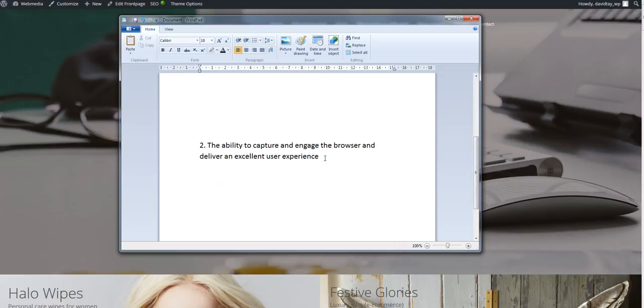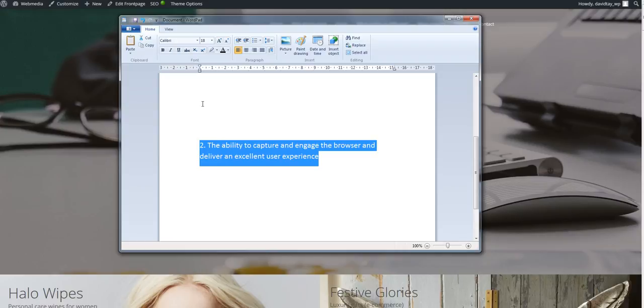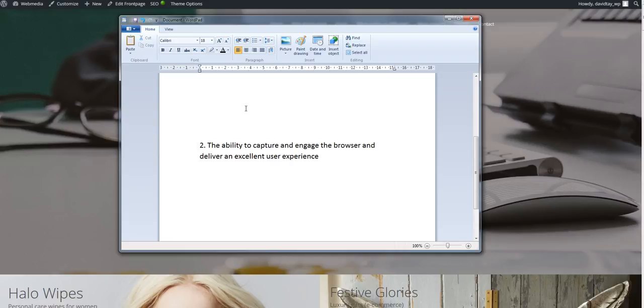The second one is the ability to capture and engage the browser or the web visitor and deliver an excellent user experience. Basically, user experience is how the web visitor reacts to what they find on your website. How much of your website they look at, how much they read, how much they engage with the content. And again, this is a skill that is learned over a period of time, both academically and in delivering commercial web projects. And it's not a skill that you can pick up in 5 minutes.